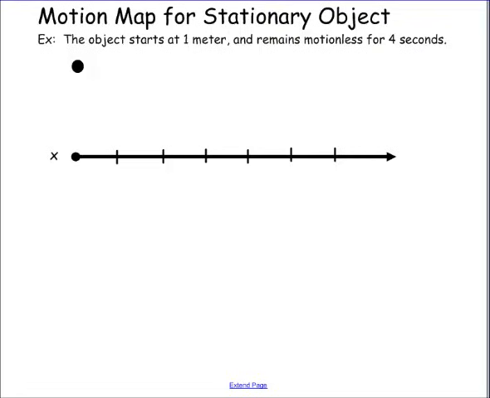What about if an object is stationary? Well, if an object is stationary, its position will remain the same as time increases. To show that it is remaining stationary, we stack the dots so we can see how long the object remained motionless. For example, let's say the object started at 1 meter and it remained motionless for 4 seconds. 1 second, 2 seconds, 3 seconds, 4 seconds. So this would be the motion map representing an object remaining motionless for 4 seconds. Notice we don't draw any arrows because there is no motion of the object.